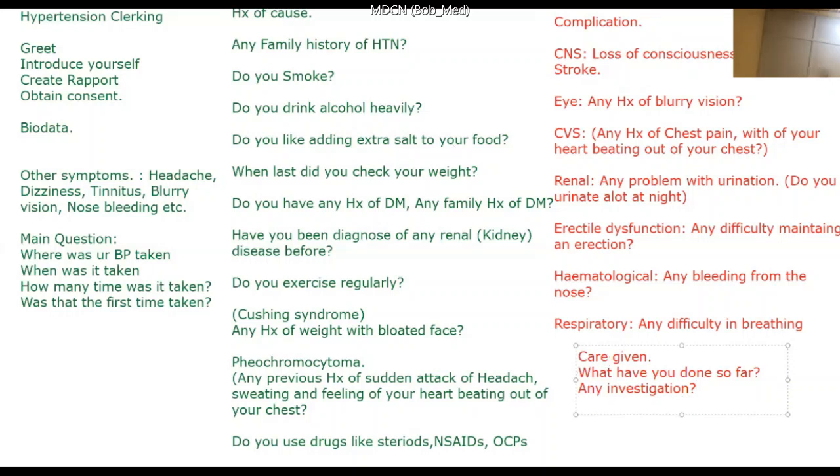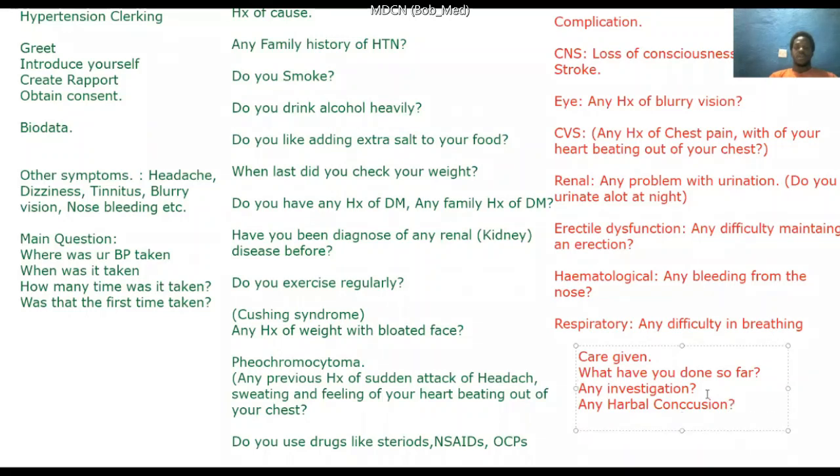Have you visited any hold on. So still on the caregiving, you actually want to ask about any investigation done, any concussion taken before now. You want to ask, you want to rule it out. Any concussion taken. You want to ask. If the patient has been to any pharmacy before coming to the hospital, any investigation done, anything at all the patient has done, this is where you want to rule it out.